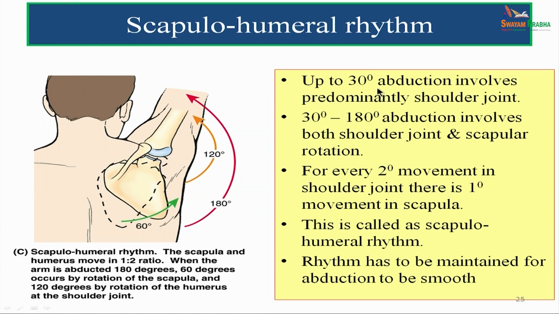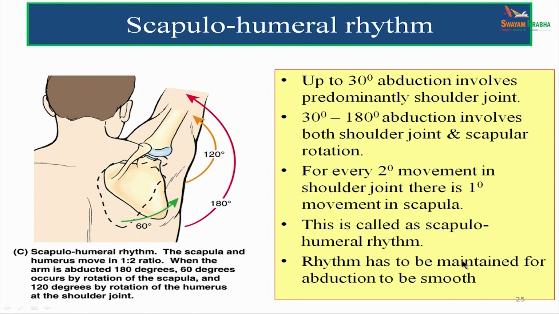Up to 30 degrees, abduction involves predominantly the shoulder joint alone. But when abduction moves from 30 degrees to 180 degrees over the head, then abduction involves both shoulder joint and scapular rotation. For every 2 degree movement in the shoulder joint, there is a 1 degree movement in scapula, and this rhythm is called scapulohumeral rhythm.